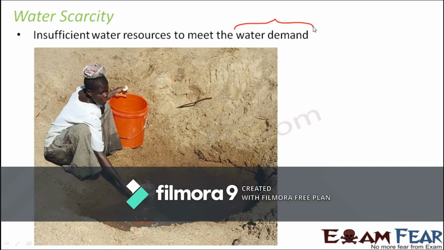Now, there has to be that much of water resources to meet this water demand, especially the water demand of each and every living organism. As the number of living organisms increases, the water demand also increases. It has been seen that the amount of water resources available is unable to meet the water demand, and that is what we call water scarcity.